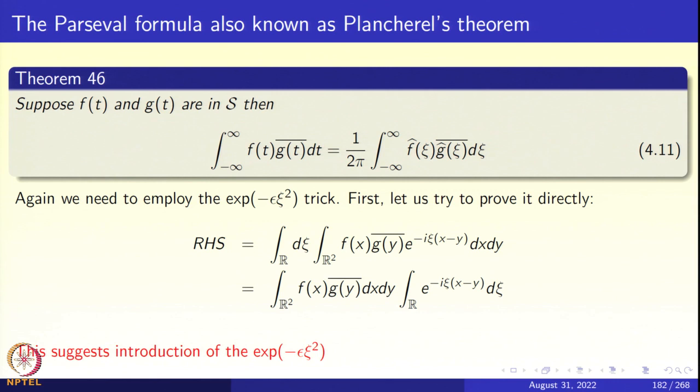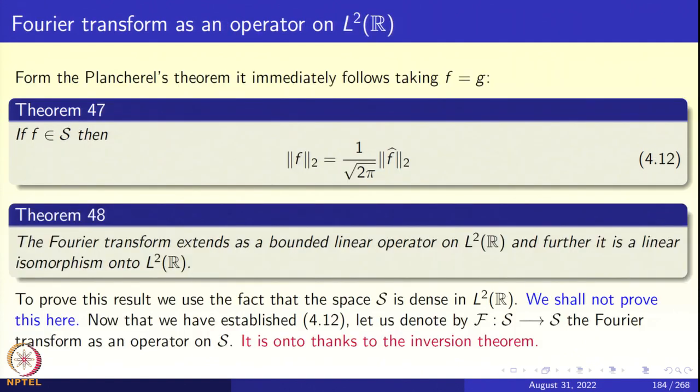In the Parseval formula, we must take f equal to g. If I take f equal to g, then this says that the integral from minus infinity to infinity of mod f(t) squared dt equals 1 upon 2 pi times the integral from minus infinity to infinity of mod f hat(chi) the whole squared d chi. So 4.11 simplifies when g equal to f to the following formula 4.12. So 4.12 follows immediately from 4.11 taking f equal to g.